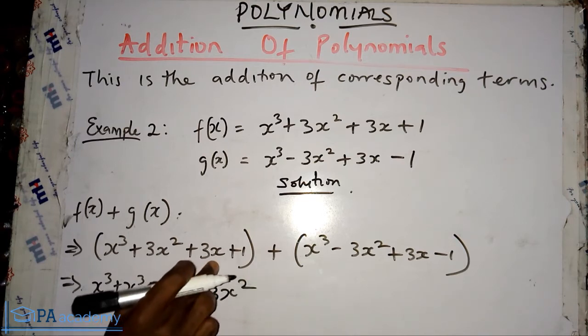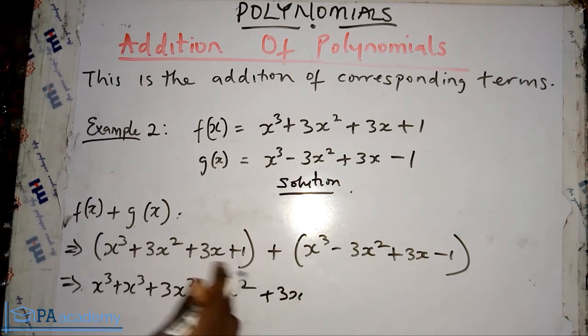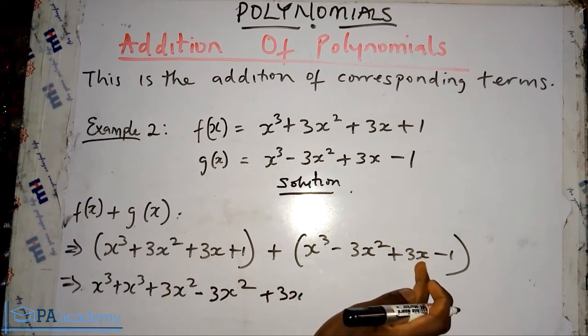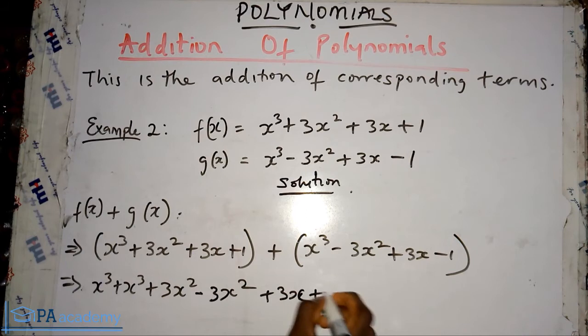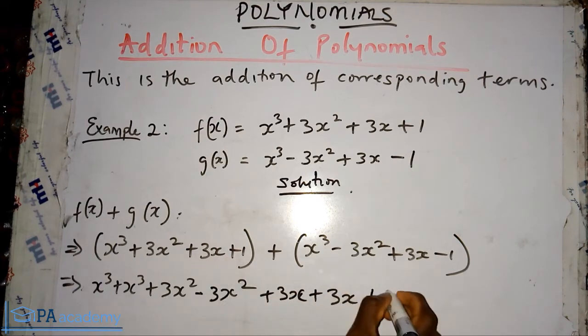Now let's look at the one with just x. So plus 3x, this 3x, and then plus this 3x on this part. Then we have plus 1, and then minus 1. So let's simplify this.